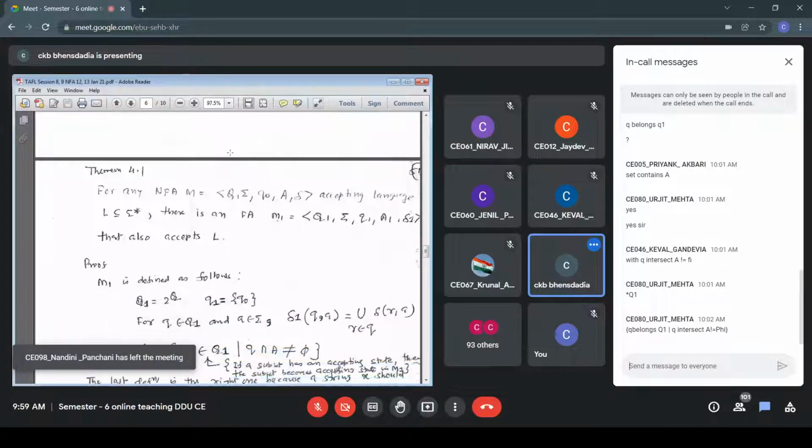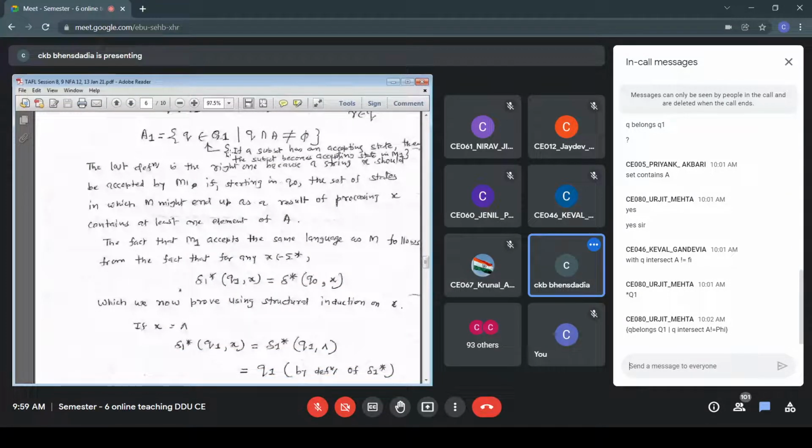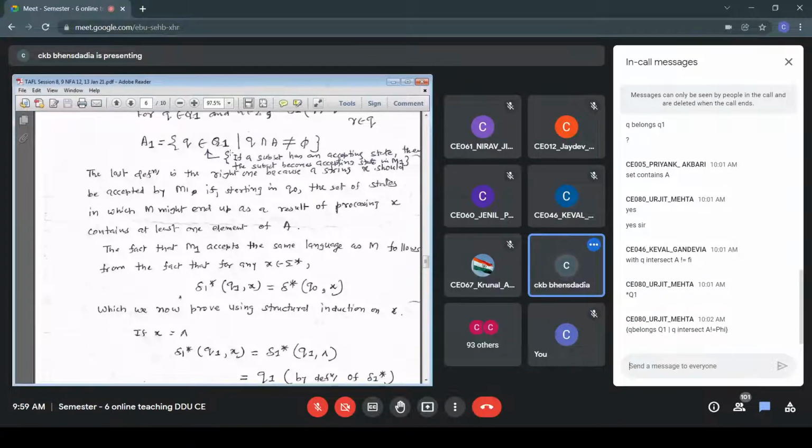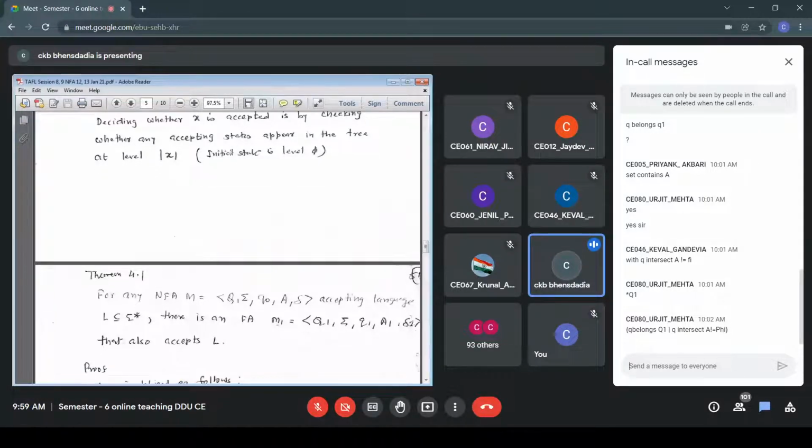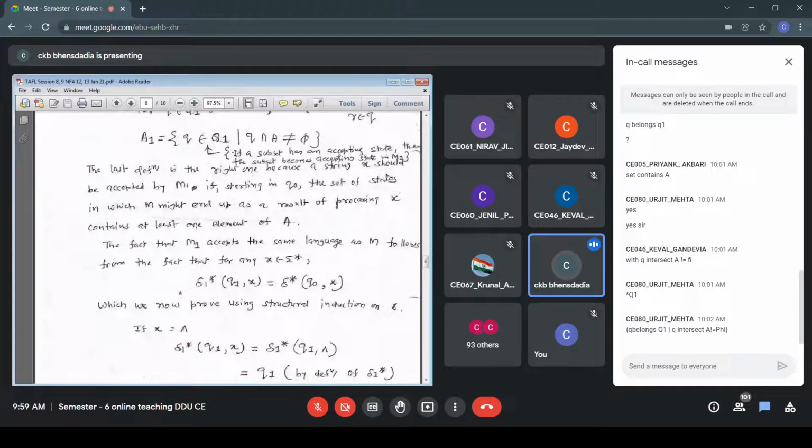Just see this one, A1, my M1, that is the DFA. So we need to define all 5 tuples of the DFA: Q1, sigma, q1, A1, delta 1. Sigma does not change, the set of input alphabet remains the same. We are constructing M1, so we have to define these. We have defined capital Q1, and small q1, and we were defining A1. So A1 is defined like this.